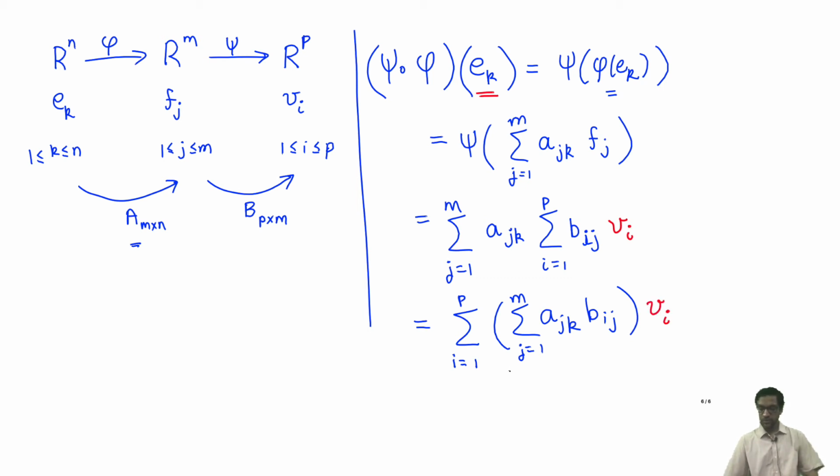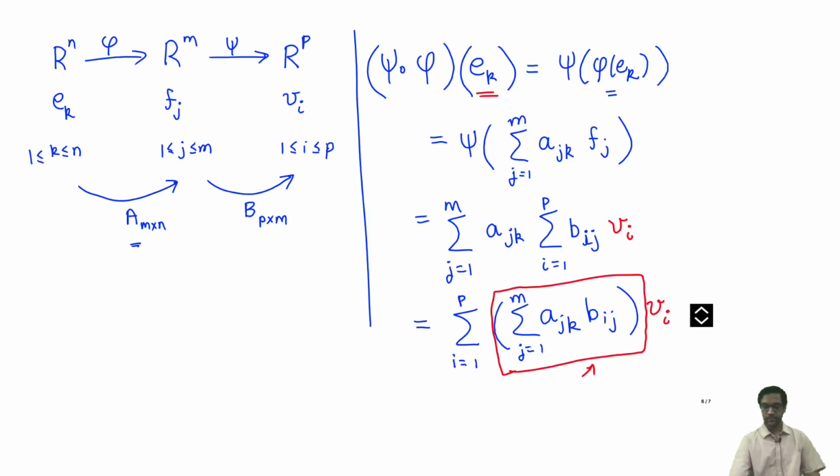So now the composed map is again given by a matrix, right? The entries of that matrix are exactly what I get when I write psi composition phi of ek as a linear combination of the vi's. These are therefore the entries of that matrix. So suppose psi composition phi is given by a matrix C, and this is now a p cross n matrix, right? P cross n would be this full composition here.